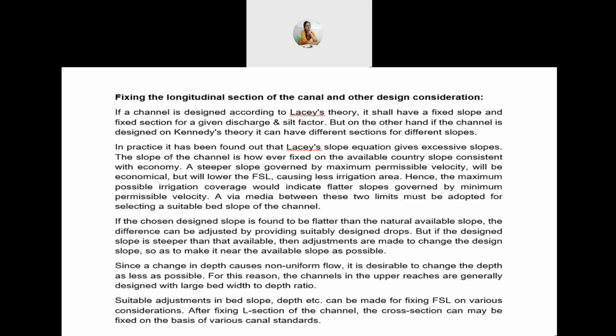For this reason, the channels in the upper reaches are generally designed with large bed width to depth ratio. Suitable adjustments in bed slope, depth, etc. can be made for fixing FSL on various considerations. After fixing the L section of the channel, the cross section may be fixed on the basis of various canal standards.